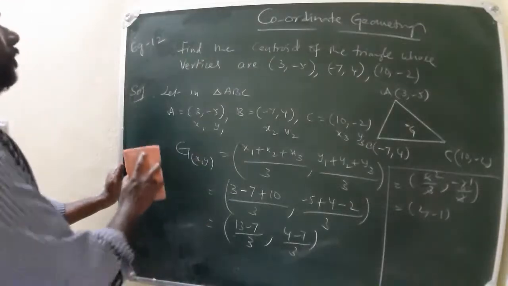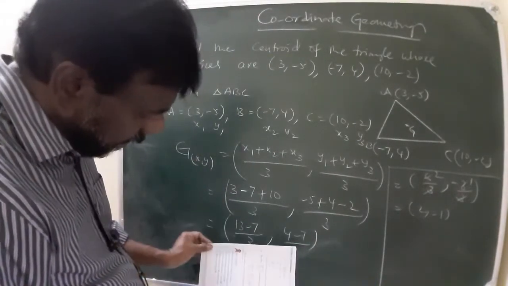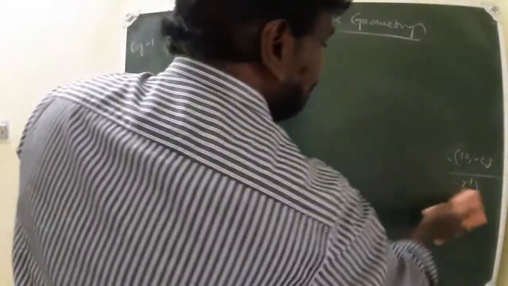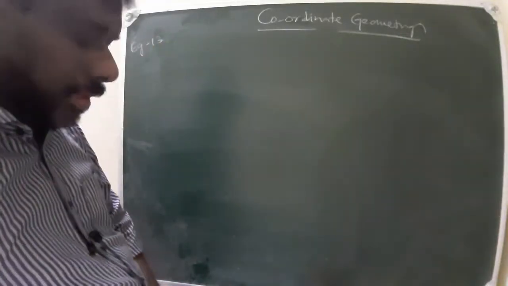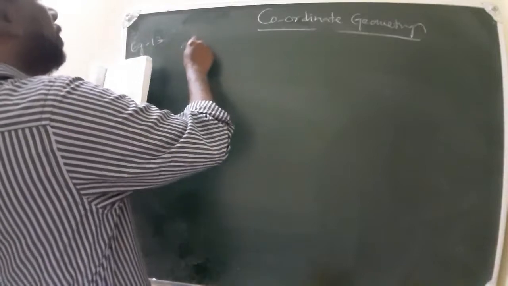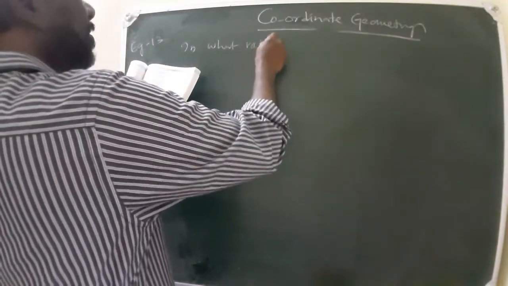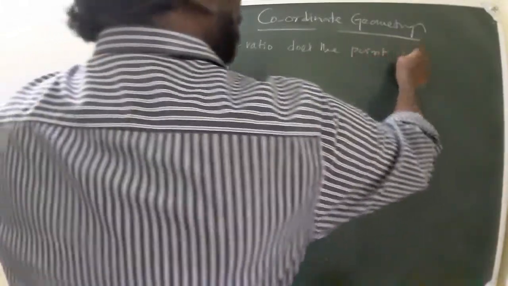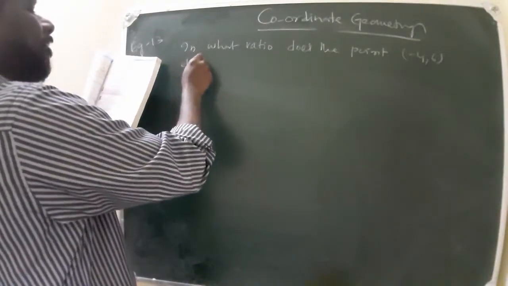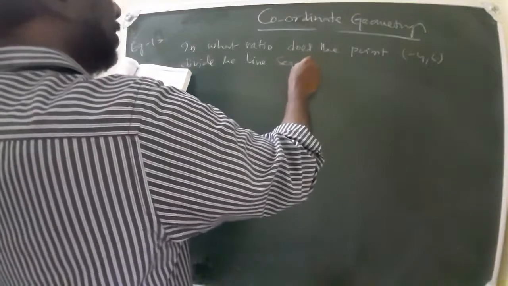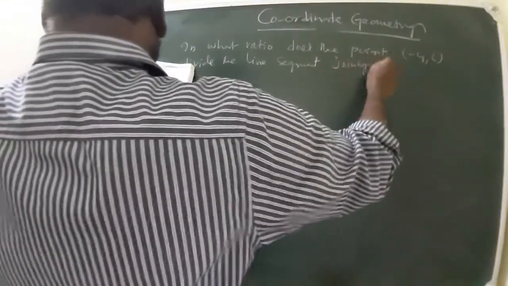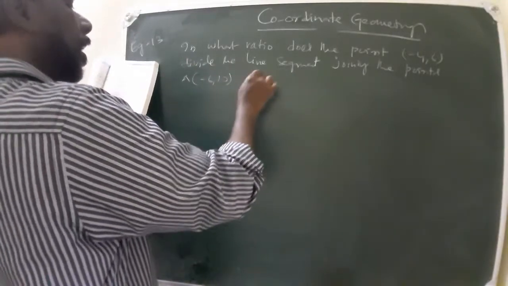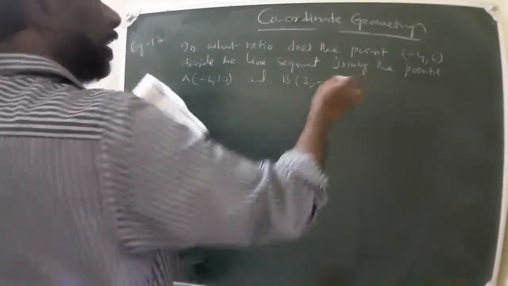Okay. Now let us see the 13th example. In what ratio does the point (-4, 6) divide the line segment joining the points A (-6, 10) and B (3, -8)?